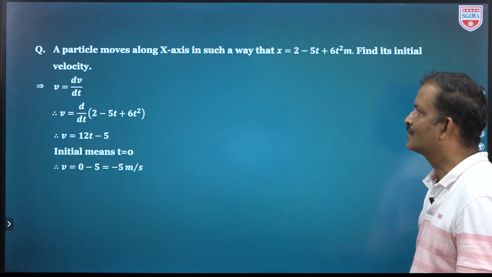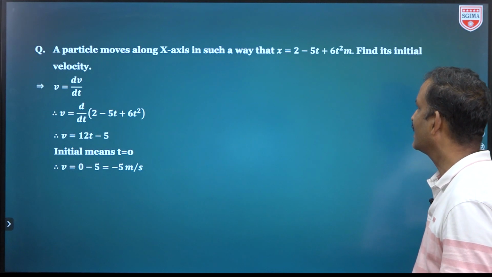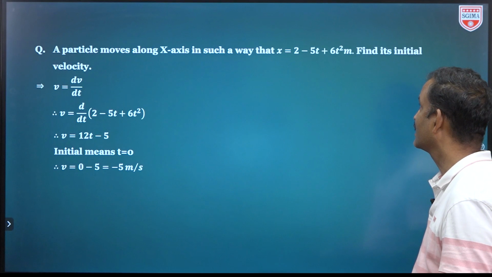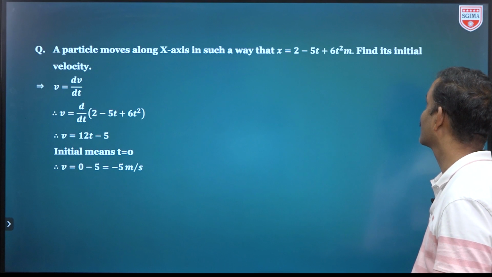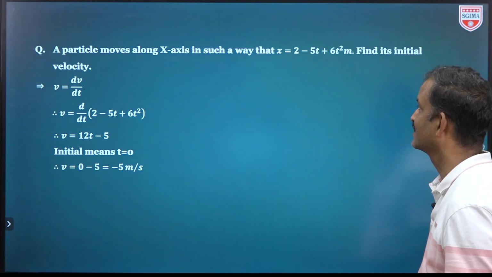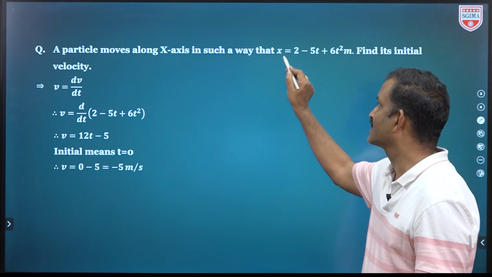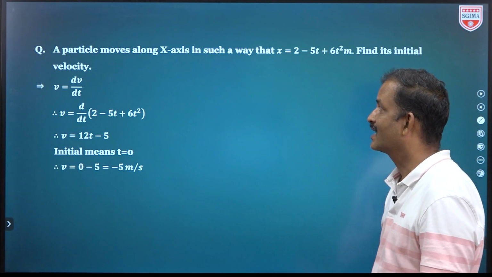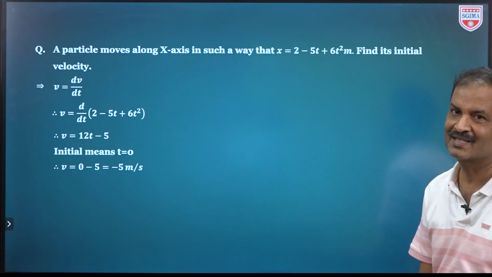A particle moves along x-axis in such a way that x is equal to 2 minus 5t plus 6t square meters. Find its initial velocity. Initial velocity means time 0, what is the velocity? Time is 0, what is the velocity?